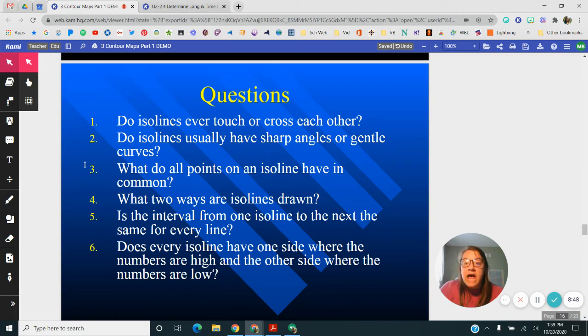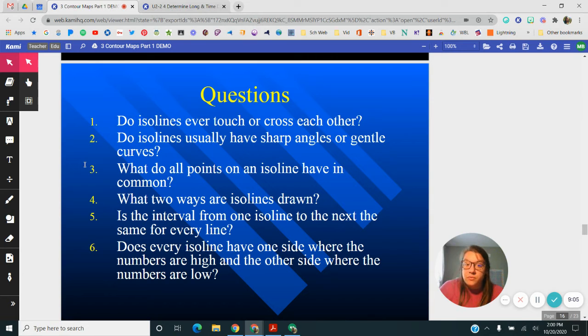Gentle curves. And what do all points on an isoline have in common? They are all the same quantity. Good. And what two ways are isolines drawn? They're drawn either in circles or they go off the map.